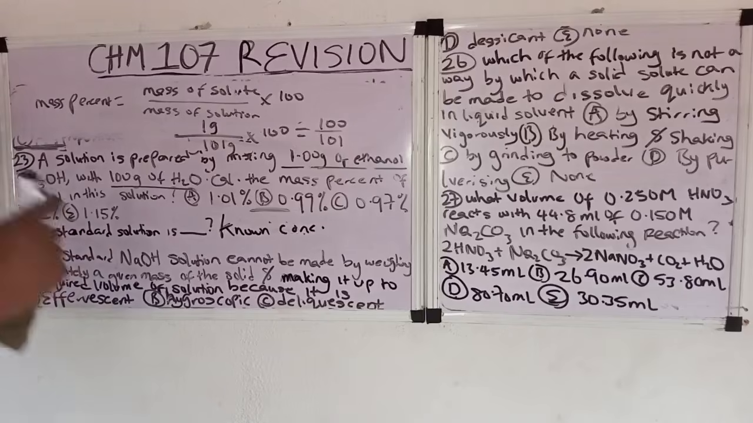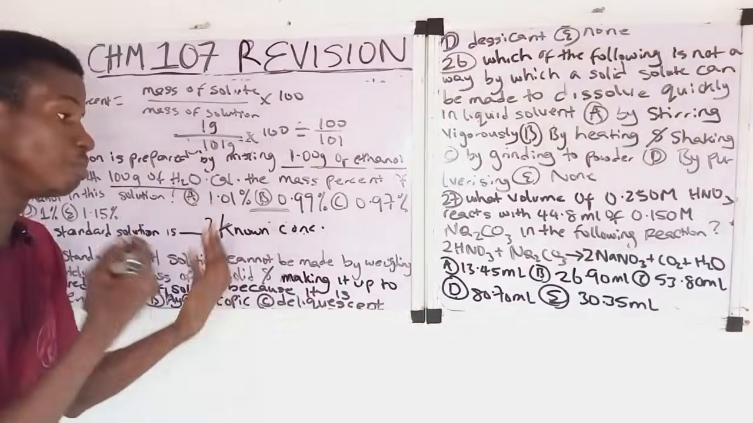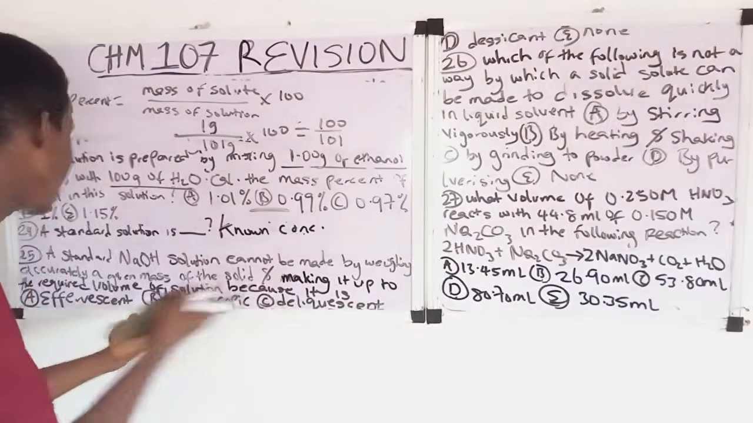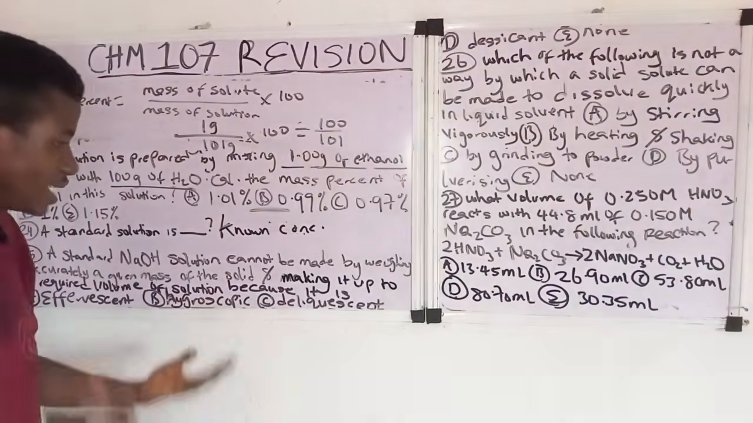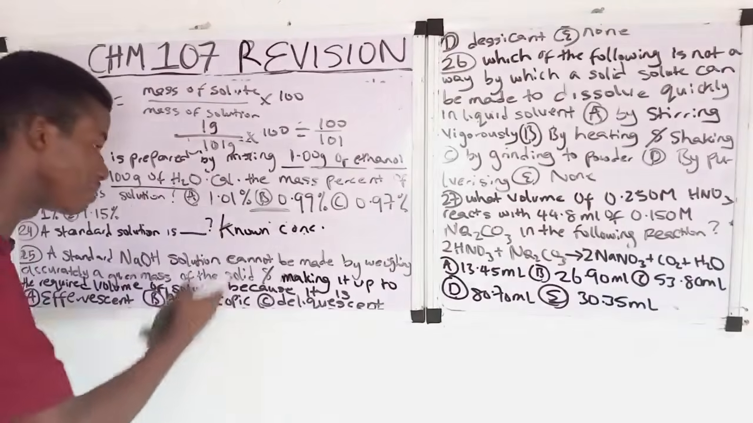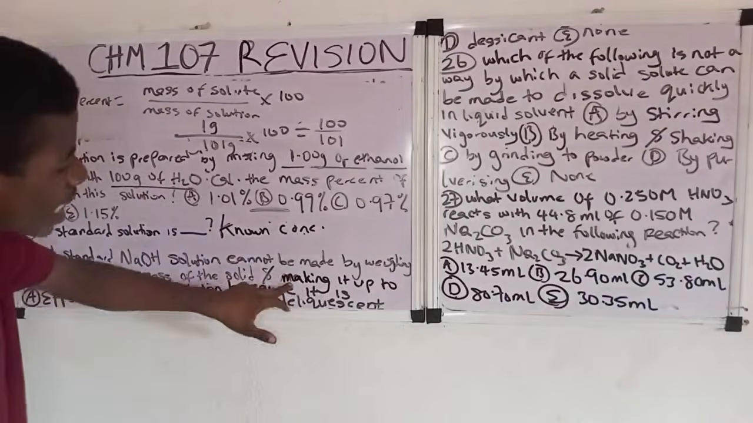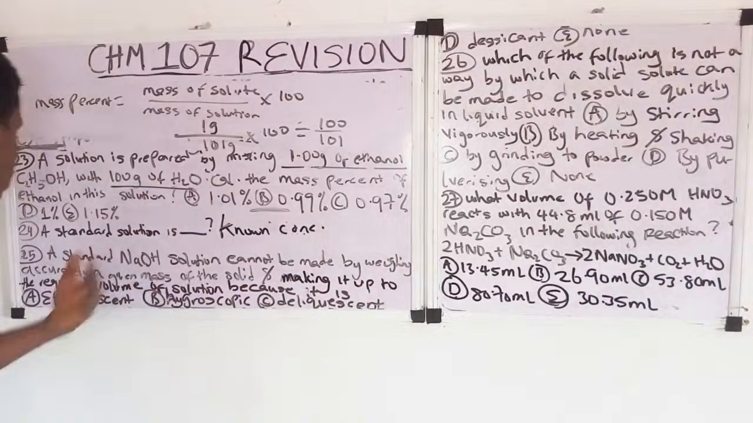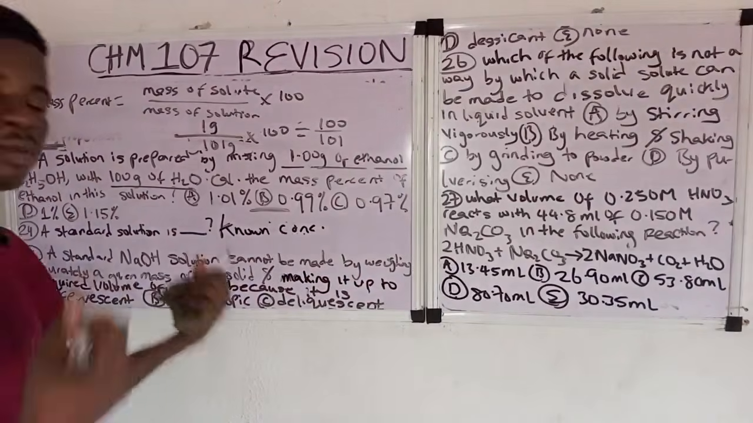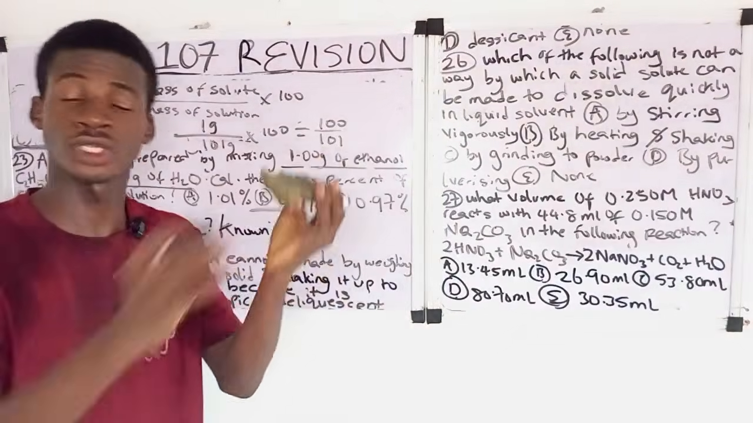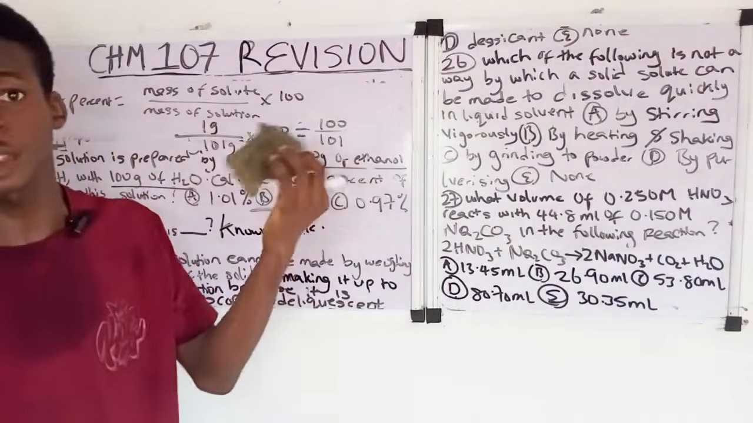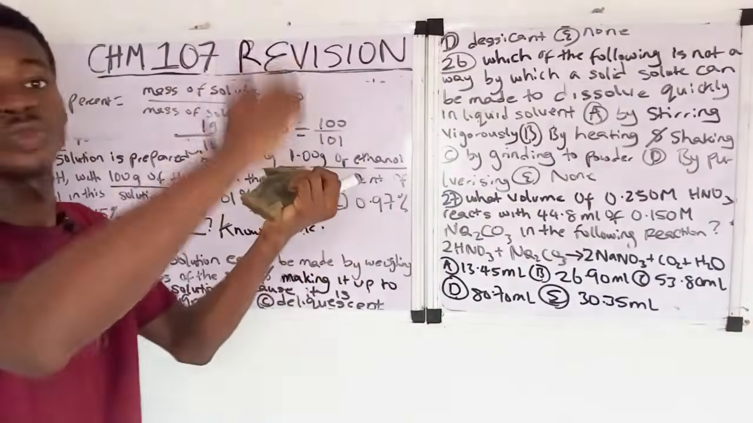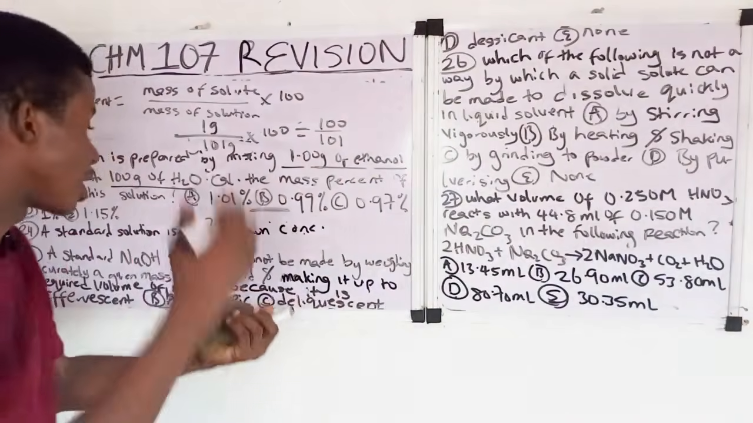They said a standard sodium hydroxide solution cannot be made by weighing accurately a given mass of the solid and making it up to the required volume of the solution, because it is what? Sodium hydroxide, normally the solid, if you expose it, it will absorb water, right? It will absorb water.